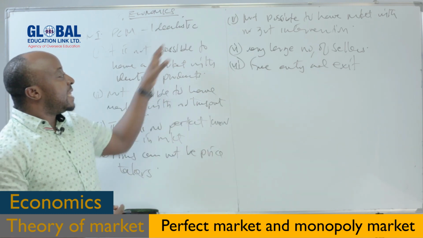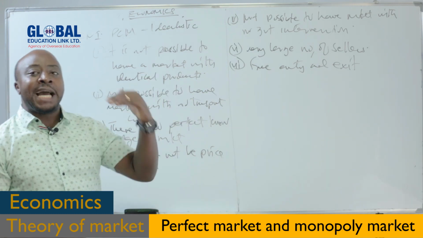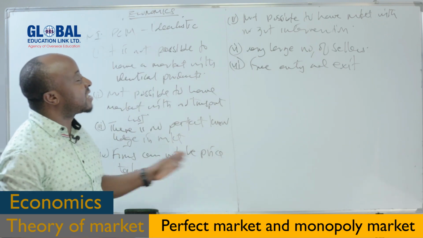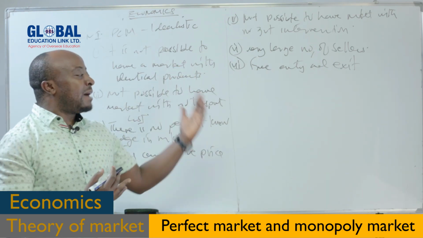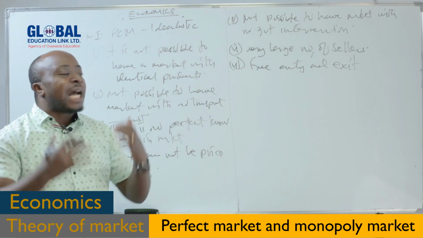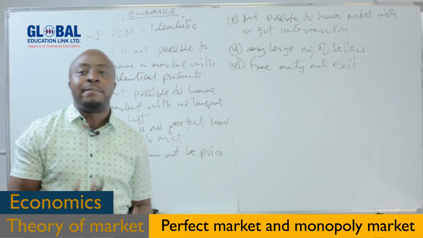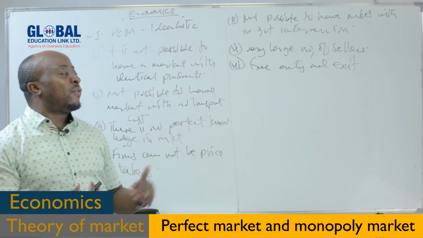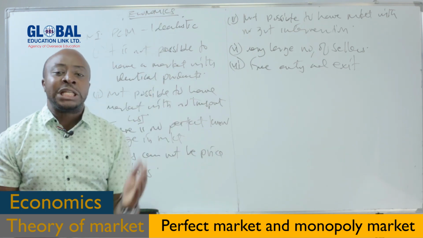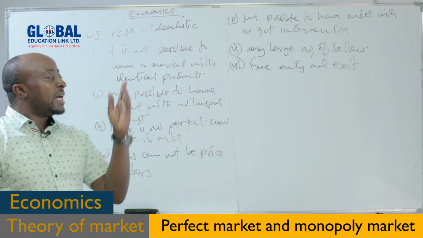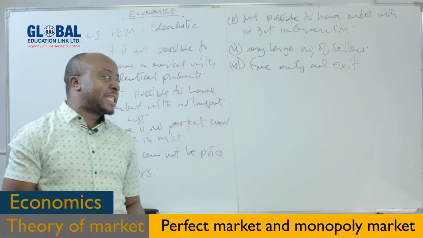So these show that this market is unrealistic, because the features explained cannot be found in the real world. Though this market is very important in showing us how competition should exist in the market. And this is very good for studying other markets because it is a foundation for how competition should exist in the market. This is for the case of the first question.